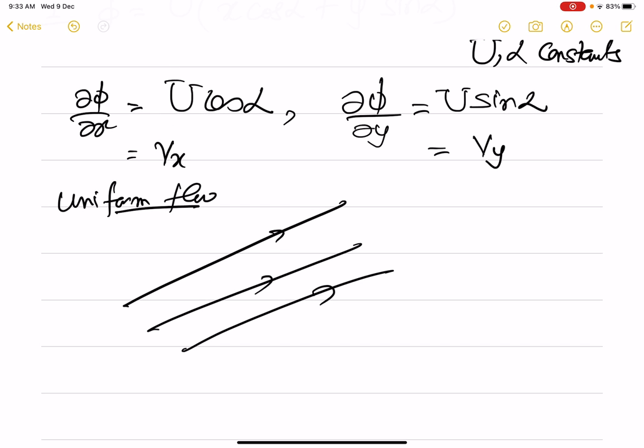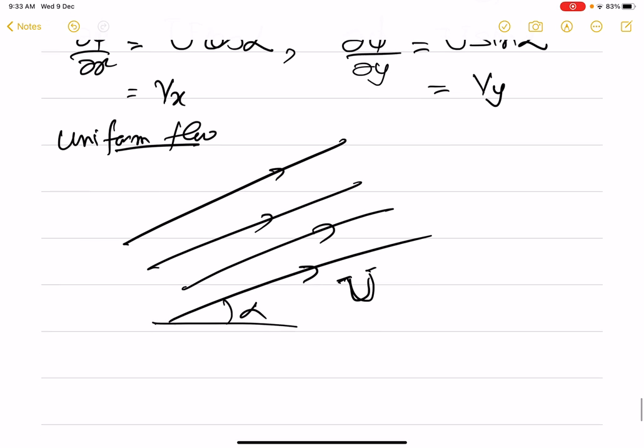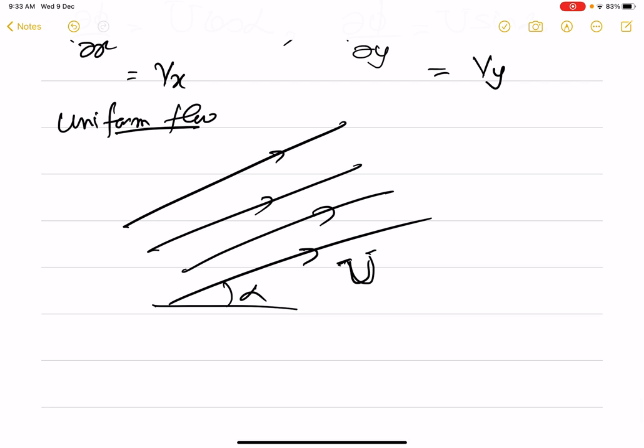Because I know this is the form of Vx and Vy, the streamlines are going to look like this. So therefore, in this flow, this is angle alpha and Vx. So this is a flow where the velocity is equal to capital U at an angle alpha from the x-axis. So this is uniform flow, and for this, we now try to work out the streamlines.